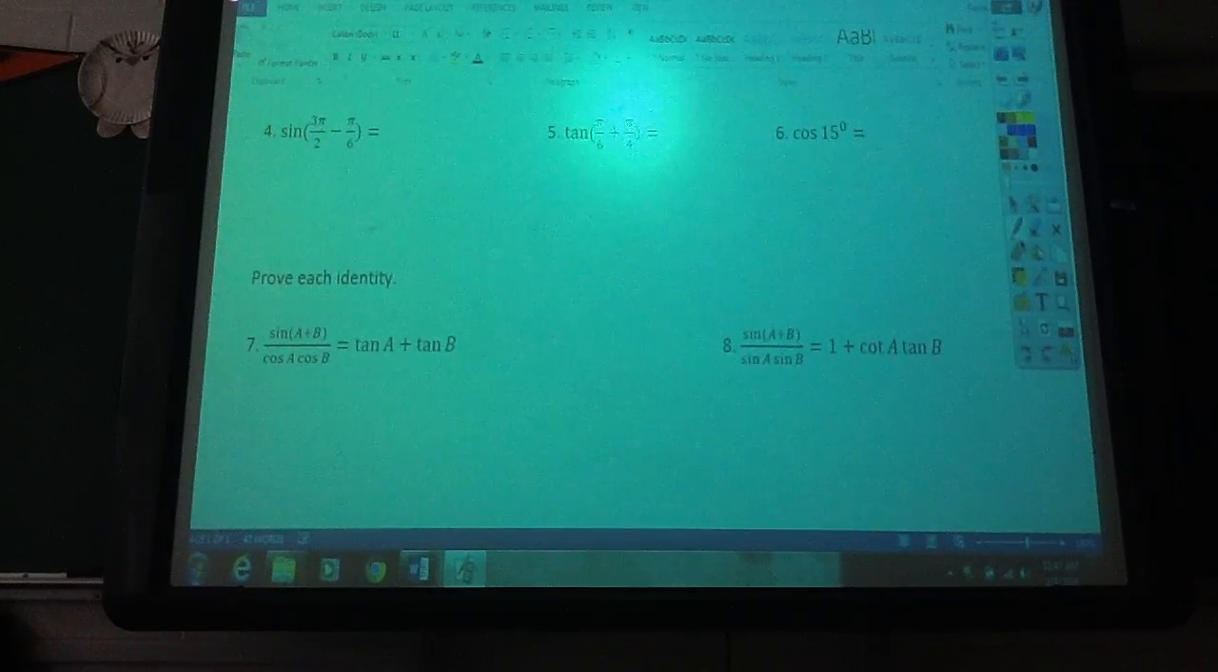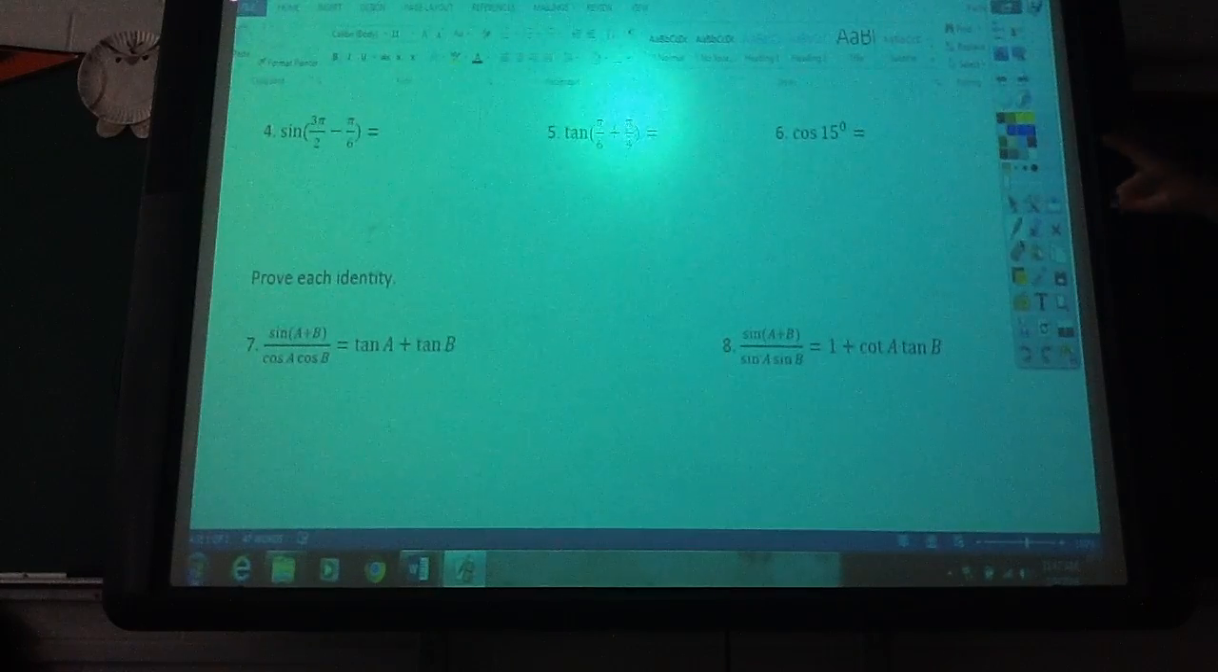So that's why we use formulas like this, because I can make a 15 using some of the formulas I know. Isn't 15 like 45 minus 30? That would give me 15. So I could use a sum or difference formula to get here, whereas I might not have been able to if I didn't know those formulas.